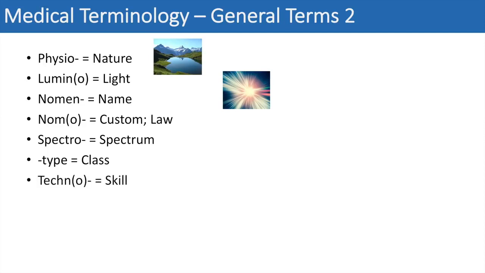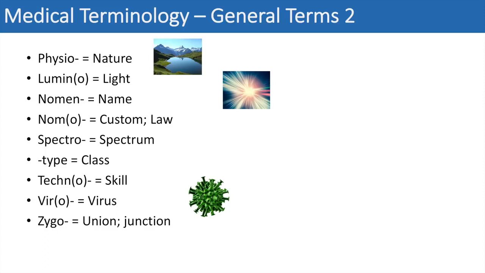The next one is the prefix techno. This simply means skill, so you can think of technique when you think of this prefix. The next prefix is vir or viro. This simply means virus, so this is a very easy one to remember. You can think of a virologist, someone that specializes in viral research or viral infections.